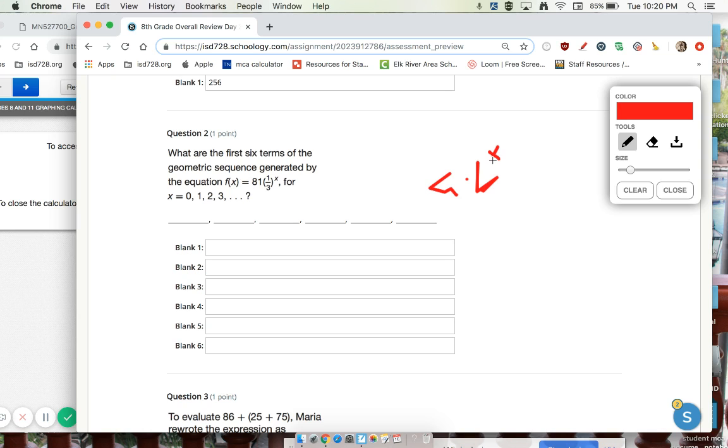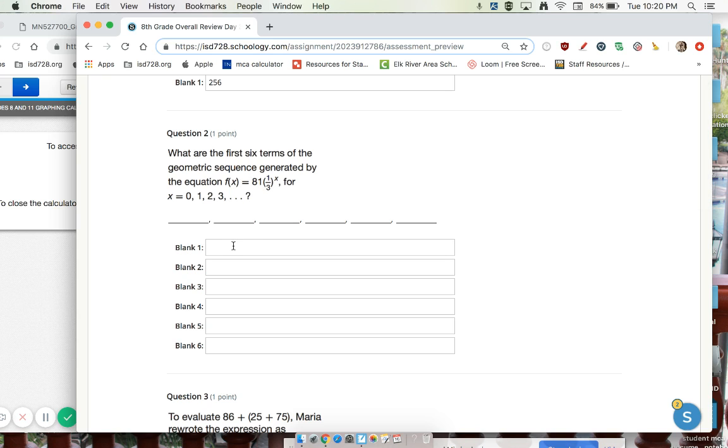And so my first term is 81, and my growth factor or decay factor, this would be a decay factor, is 1/3. It's decay because it's less than 1. So they should be getting smaller. It tells me that I need to go x is 0, 1, 2, 3, etc. until the 6 terms. So I'm going to do to the 0 power. I can do that quick in my head because anything to the 0 power would just cancel out. So the first term when x is 0 would just be 81.